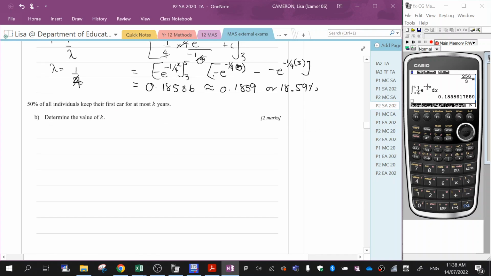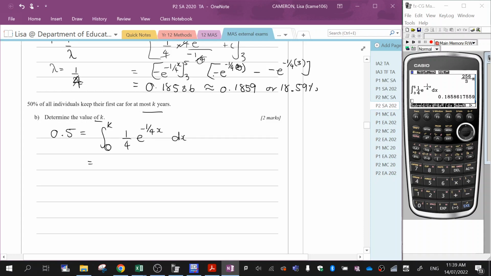Okay, next part of this. 50% of individuals want to keep their cars for the most K years. Okay, so this time we're solving for K, determine the value of K. So what do we know? We know 50% of people want to keep their car from the time they get it to the time they sell it. Our function didn't change. So this is what we're solving.